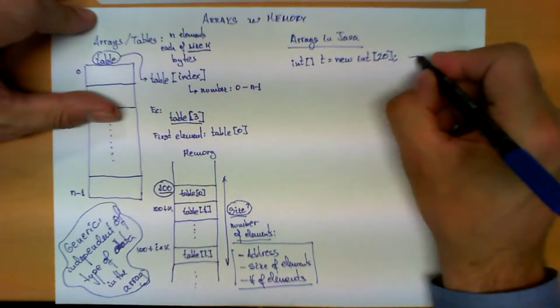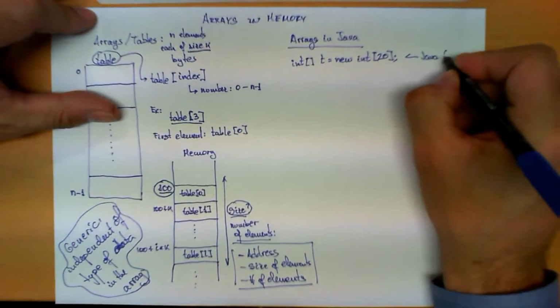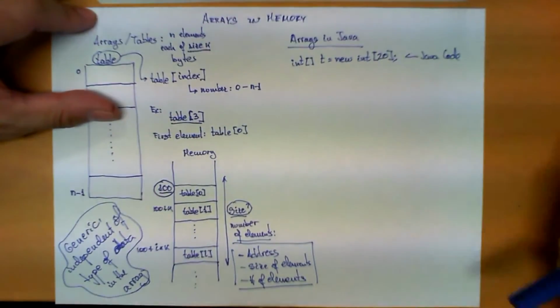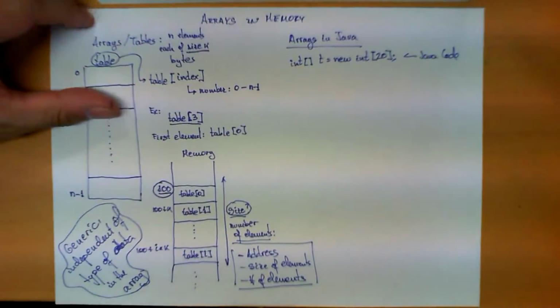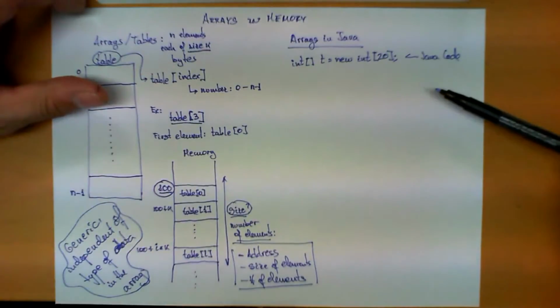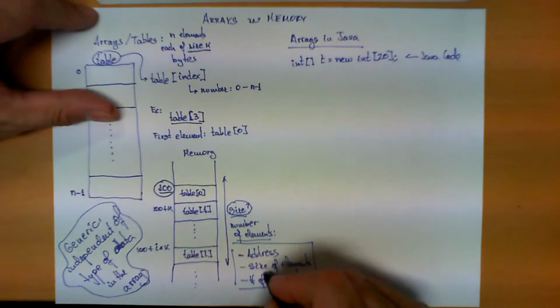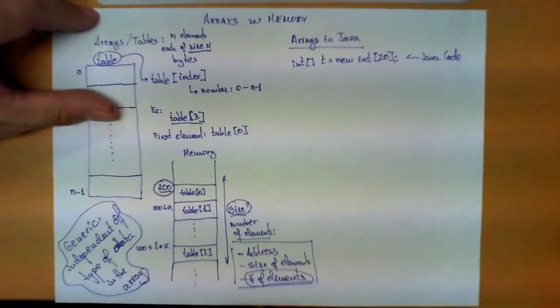Okay, so this is directly Java code. Now, how is this array stored in memory? Well, it just turns out that Java, or the implementers of Java, realized that you needed these 3 parameters, but one of them is very important, which is the number of elements you have in the array.